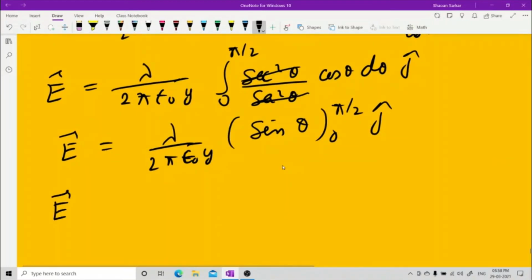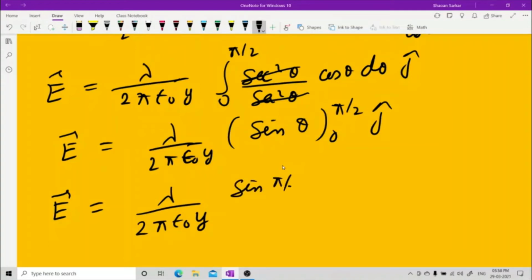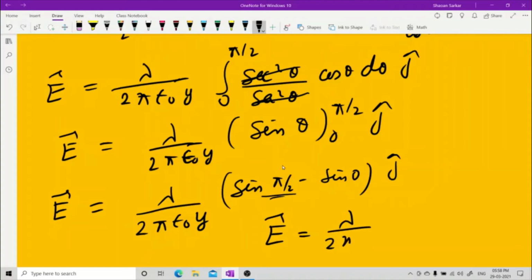So E comes out to be the electric field lambda upon 2 pi epsilon naught y, then this comes out to be sine pi by 2 minus sine 0, j. Sine pi by 2 means sine 90, that is 1. So E comes out to be lambda upon 2 pi epsilon naught y j cap.